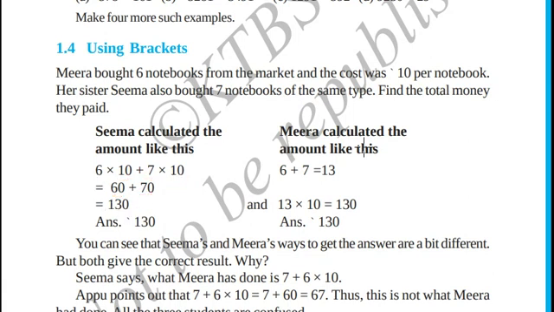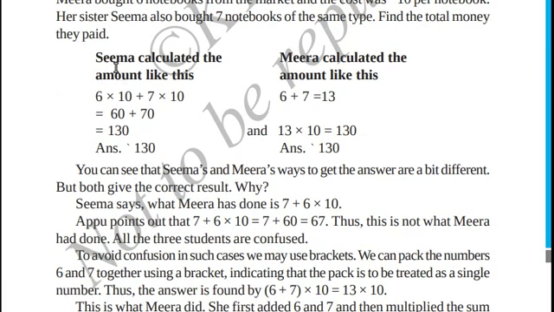Whereas Meera calculated the amount like this. Seema bought 6 books, Meera herself got 7 books. She added these two numbers. 13 is the sum. Number of books into cost of each book is equal to 130. 13 is the number of books and for each book the cost is 10 rupees. 13 into 10 is equal to 130. You can see that Seema calculated in one way and Meera calculated in some other way. Both got the same answer, but they had different approaches.